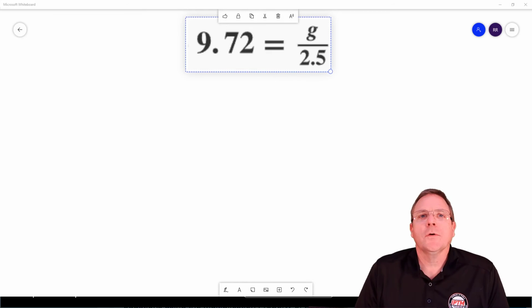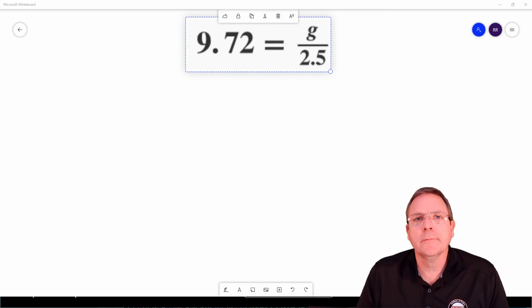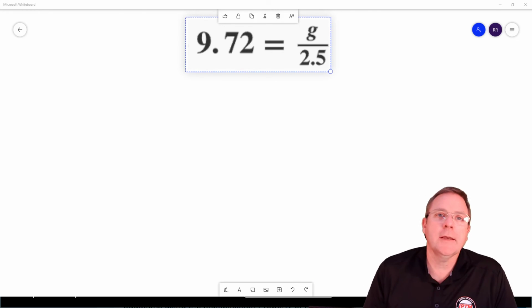And it is my turn. What's the final goal of any equation? To isolate the variable. What's your variable? It's g. Who's g's friend? 2.5. And what is 2.5 doing to g? It's dividing. How do I undo divided by 2.5? By multiplying 2.5 on both sides of that equation.